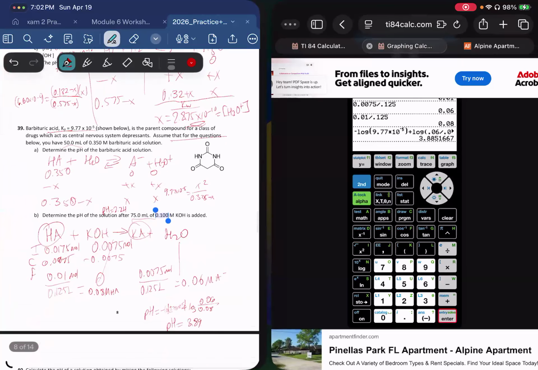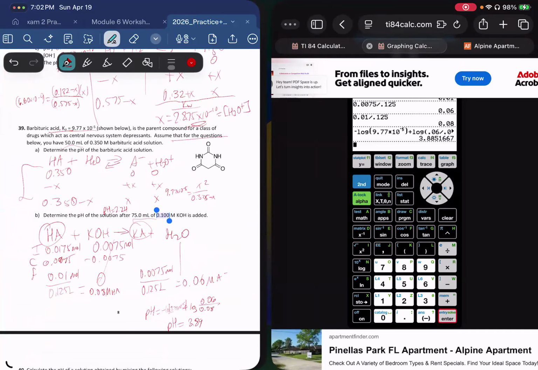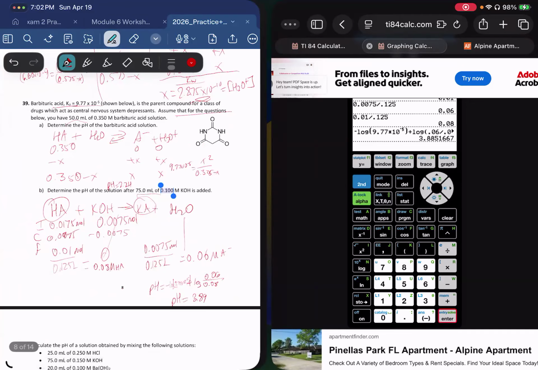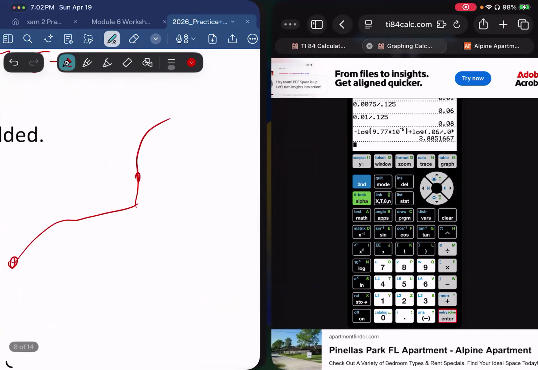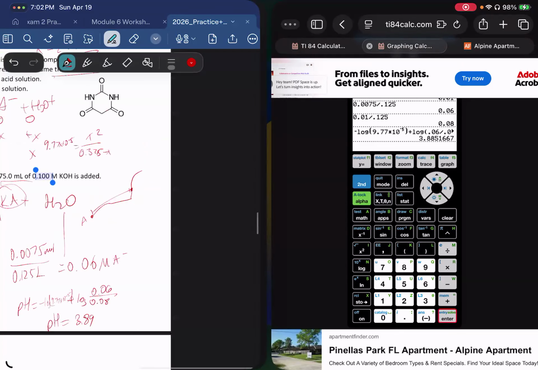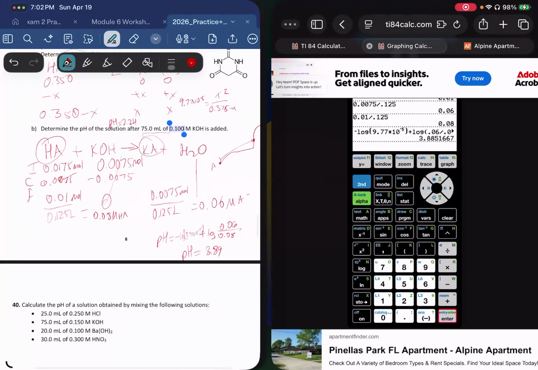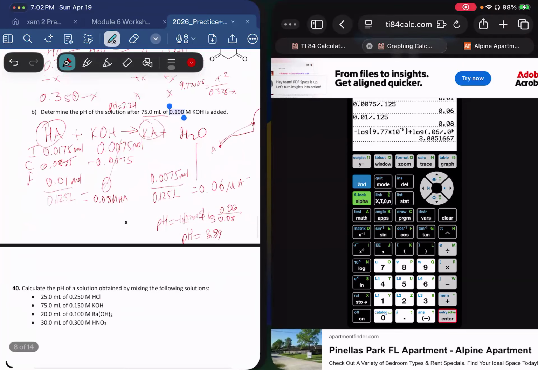And then for 39, that's a simple question. We've been doing this so much. And then 39B is a titration. If this was a titration, it'd be in between the equivalence point and the starting point. So anywhere on this line is where this type of part B is, basically.